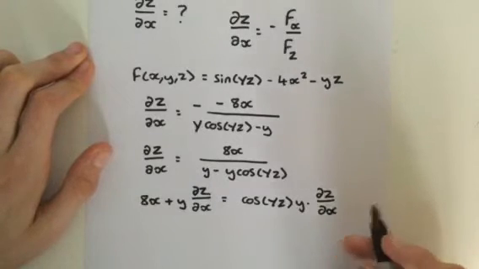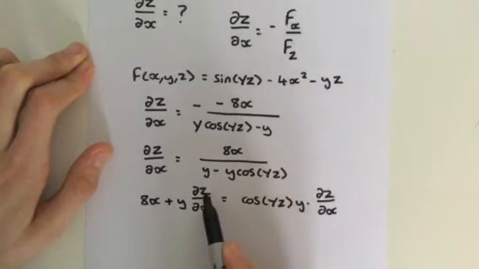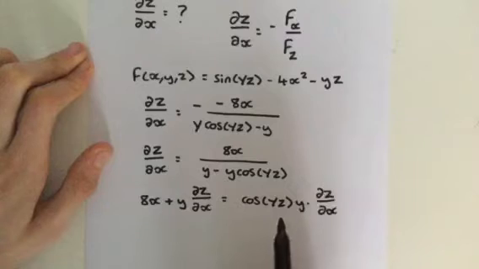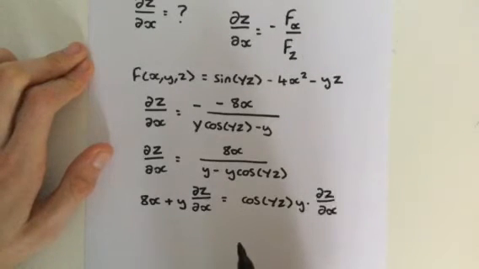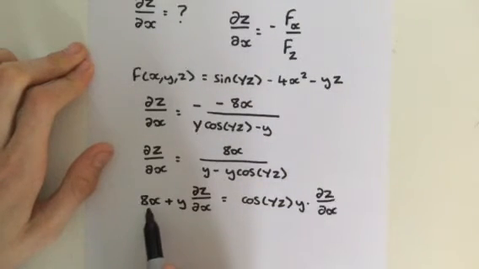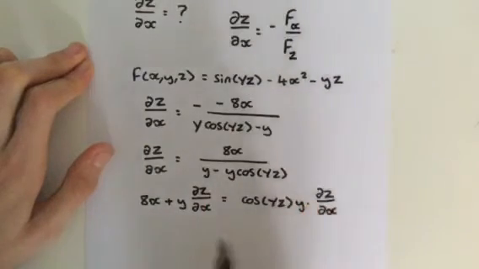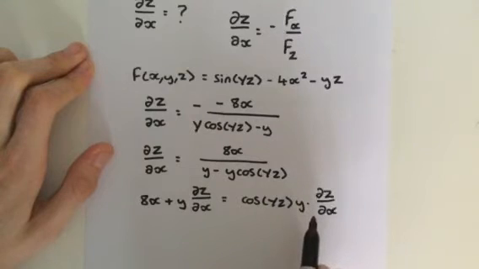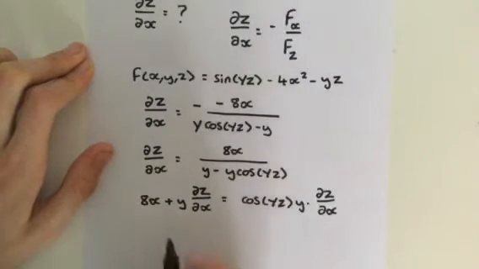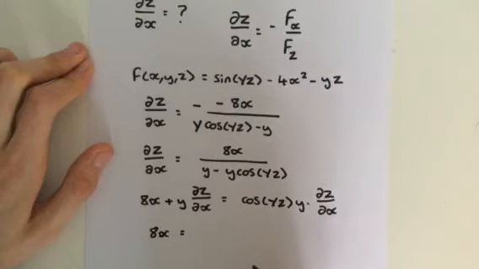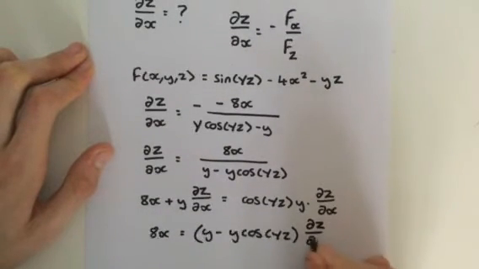So, of course, we have to factor. We want to get the partial of z with respect to x terms on one side of the equation. 8x doesn't matter, so all we need to do is bring this term here to the other side of the equation. So we get that 8x is equal to y minus y times the cosine of yz, all multiplied by the partial of z with respect to x.